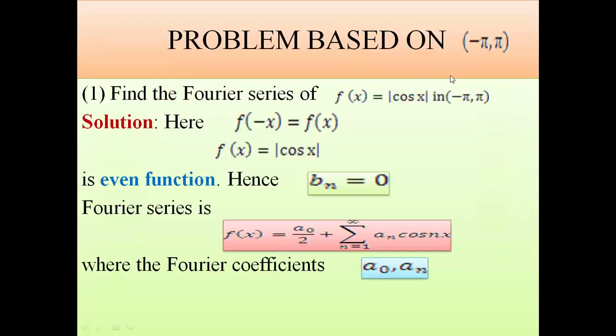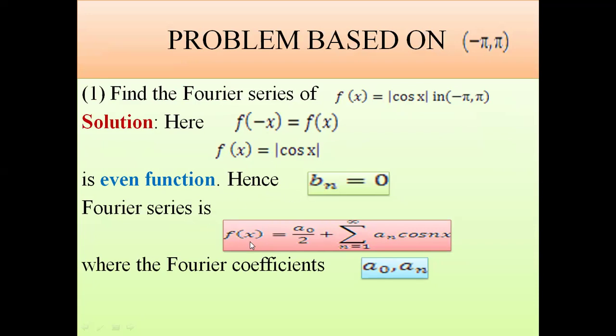Problem based on minus pi comma plus pi. To find the Fourier series of f of x equal to mod of cos x in the interval minus pi comma plus pi. First we have to check whether it is an even or odd function. f of minus x is equal to f of x; otherwise, for an odd function you would have to put a minus sign. The given function is an even function, then bn is equal to 0. You have to find only a naught and a n.